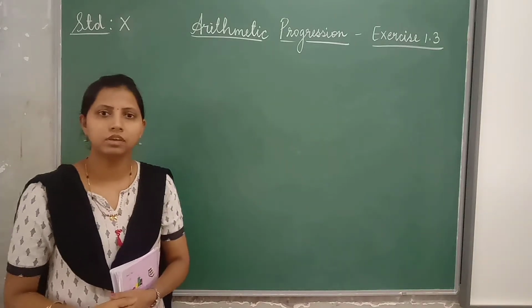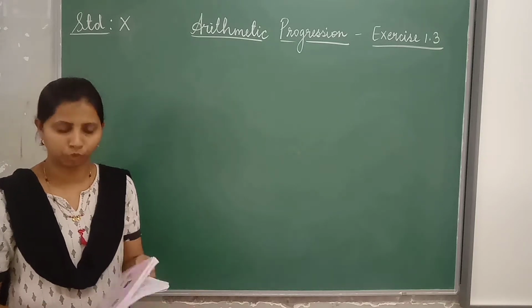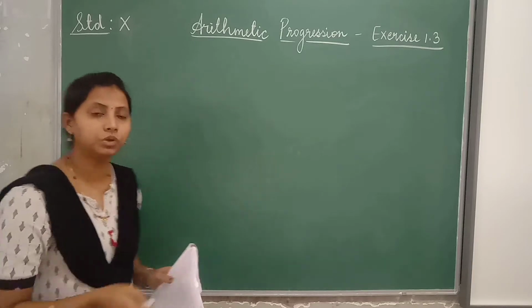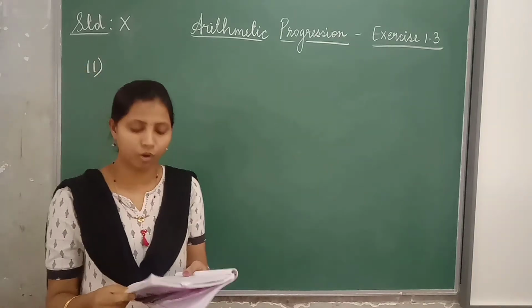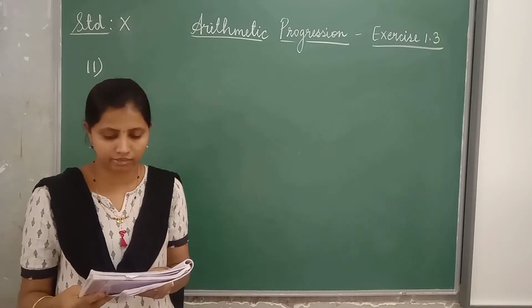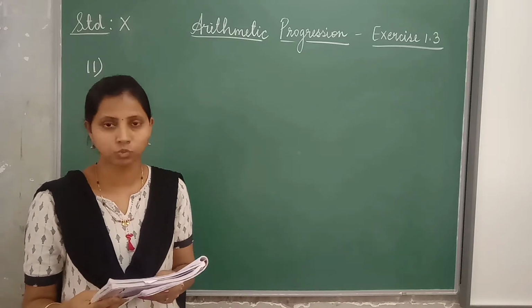Good morning, children. So today we will continue with arithmetic progression exercise 1.3, 11th question. Okay. So the 11th question of the exercise is, if the sum of first n terms of an AP is 4n minus n square, what is the first term, that is S1?